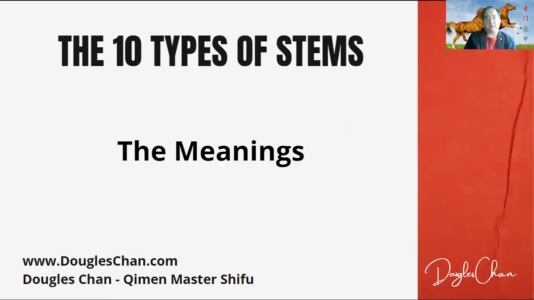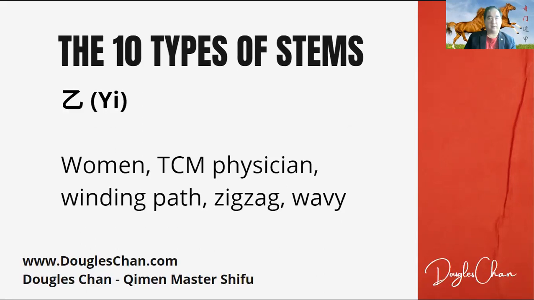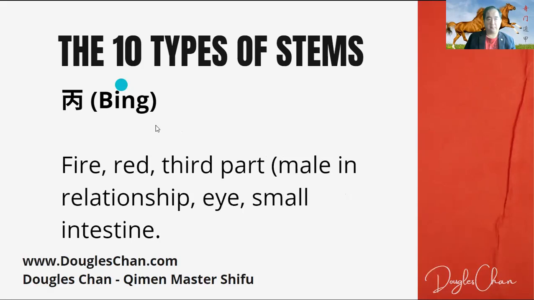So what is the meaning of each of these stems? You need to understand every one of them. We start with Yi, Bing, Ding. Currently we are talking about Yi. Remember, it's always a woman. It also represents TCM physicians, winding paths, zigzag and wavery. It also represents certain information when you see this Yi within the palace itself.